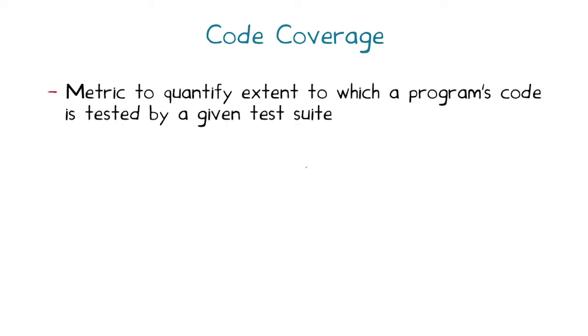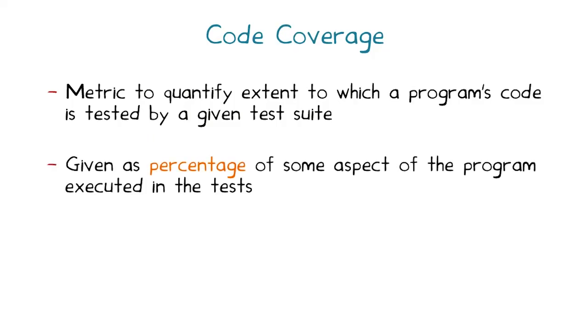Let's study the first approach, code coverage, in some more detail. Code coverage is a metric to quantify the extent to which a program's code is tested by a given test suite. Code coverage is given as a percentage from 0 to 100% of some aspect of the program that was executed in the tests. We will shortly see common examples of these aspects.